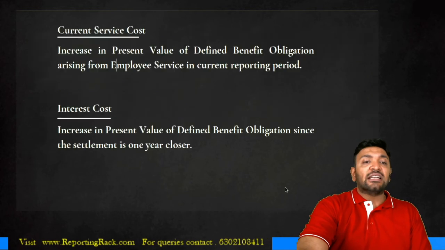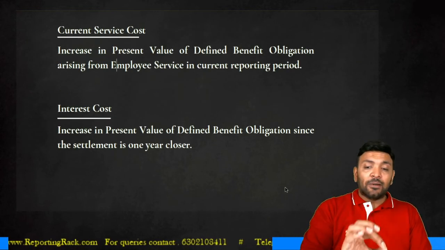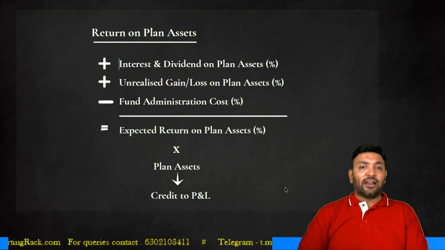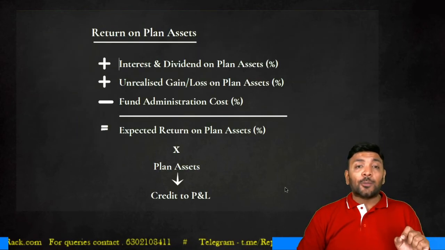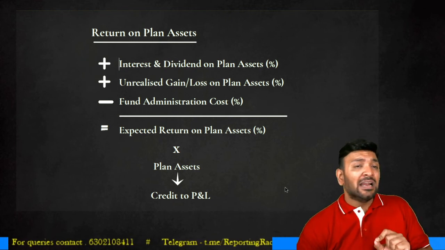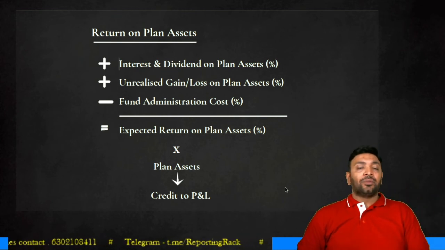The first two, which I discussed about interest cost and current service cost, should be debited to P&L, while your return on plan asset should be credited to P&L. What is to be credited to P&L is called as expected return on plan asset. It is not actual return, it is only expected return. Clear?